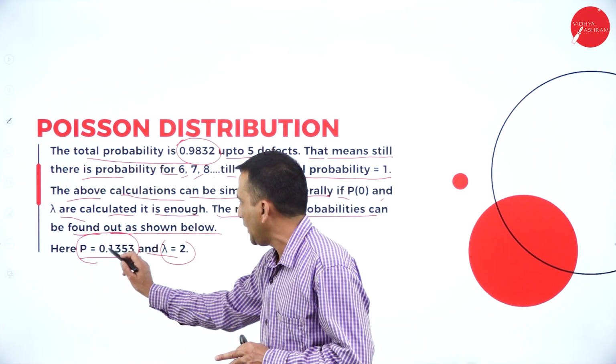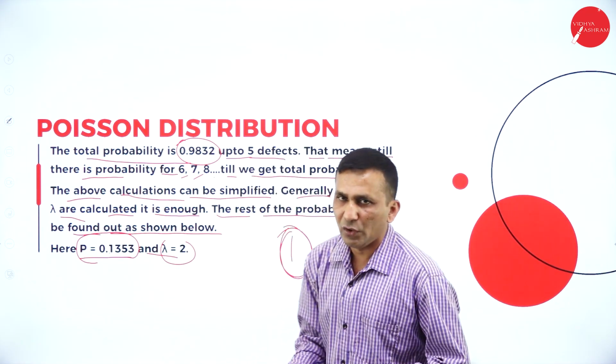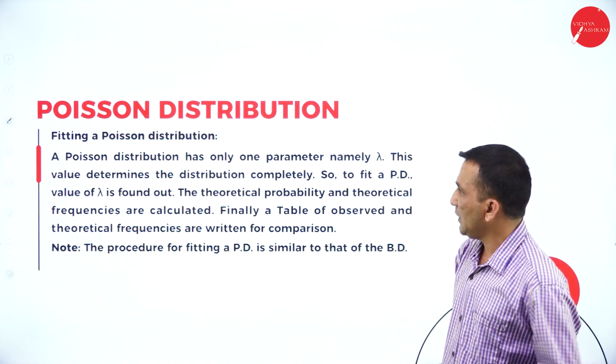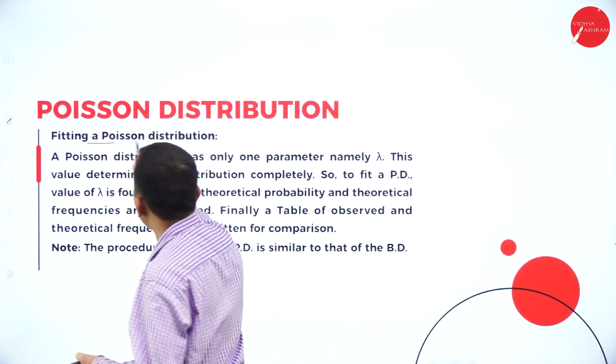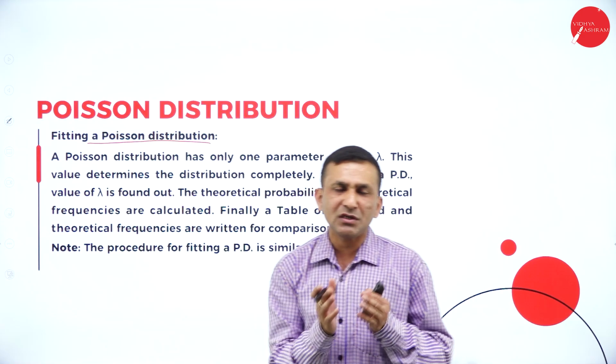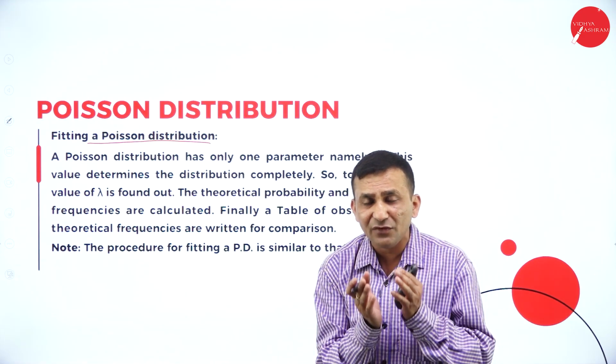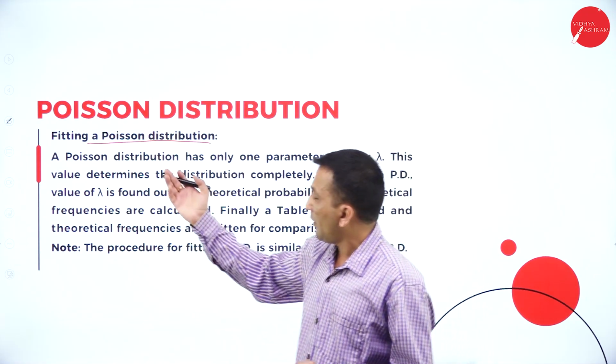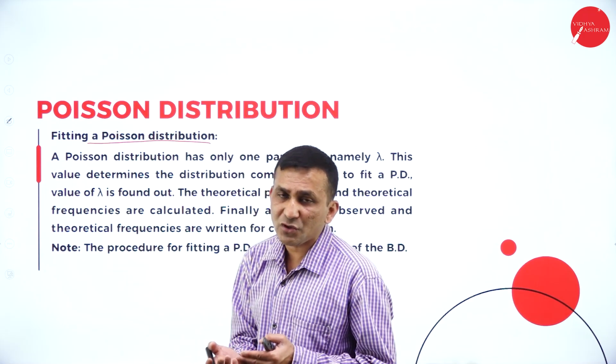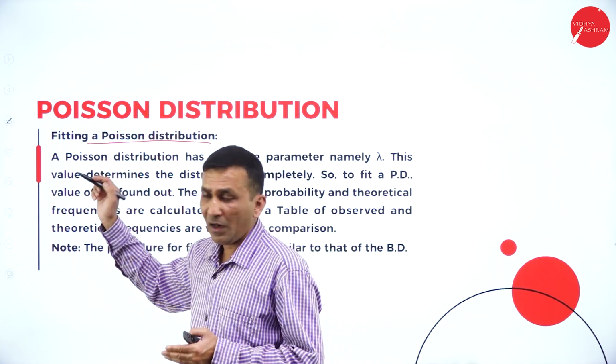Using a probability, we are getting lambda, both are the same only. Moving forward to the next one: fitting a Poisson distribution. Fitting a Poisson distribution is an expected question for the final examination, so obviously you can expect this Poisson distribution. It carries 15 marks.